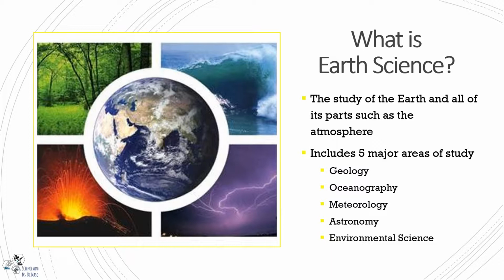So we're in this class, but what exactly is Earth Science? It's basically just the study of the Earth and all of its parts, like the atmosphere, the soil, the water, all that stuff. There's 5 major areas of study within Earth Science, and we're going to focus on all of them in a little bit of detail throughout the year. These 5 major areas are geology, oceanography, meteorology, astronomy, and environmental sciences.